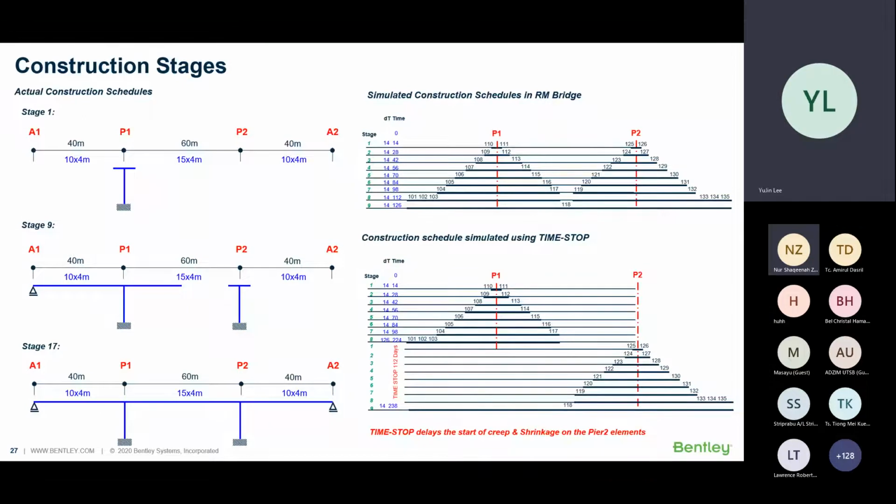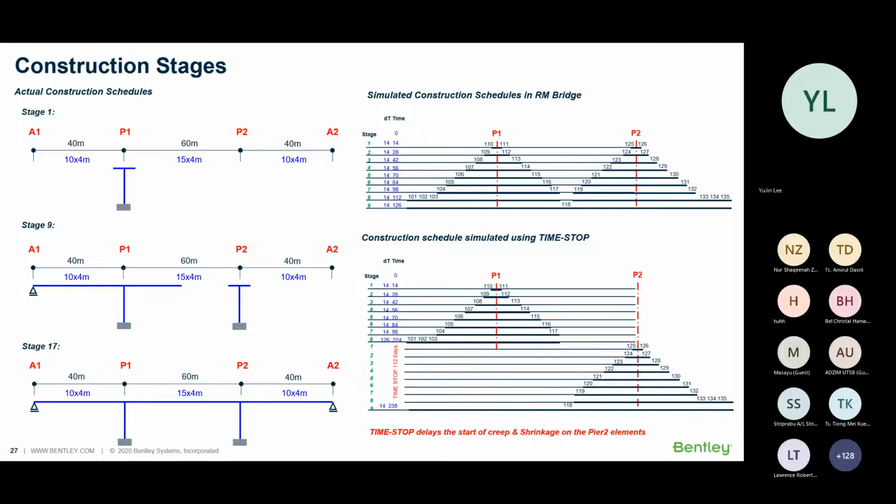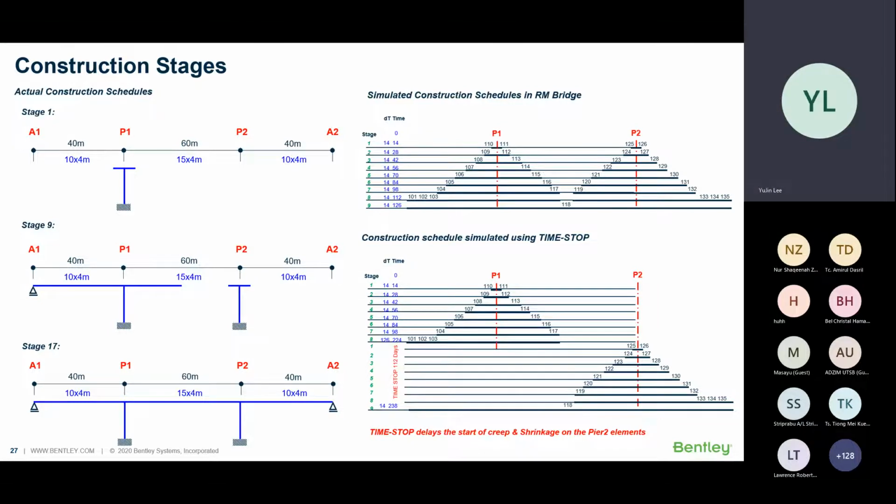The imported actual construction stage was 17 from the physical bridge model, but OpenBridge allows you to reduce the construction stages through the time stop function. Time stop delays the start of creep and shrinkage on specified elements. Also, it will help you reduce manual work because you don't need to specify all of the construction steps.